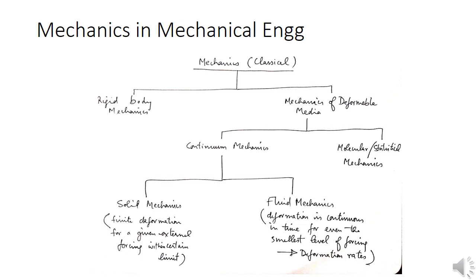Now, in the case of fluids, it's quite different. The deformation is continuous in time for even the smallest level of forcing. This is very interesting: however small the force, particularly the shear force. This aspect of fluids is often taken to be one of the defining characteristics of fluids: a fluid is a substance which deforms continuously in time for even the smallest level of forcing. So naturally, in fluid mechanics, since the deformation is continuous in time, you don't work with deformation as a physical entity, but rather you talk of deformation rates, because it is the rate which is going to dictate things, and not the actual amount of deformation.